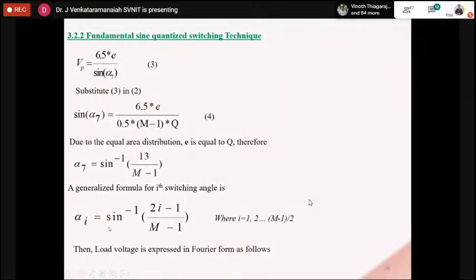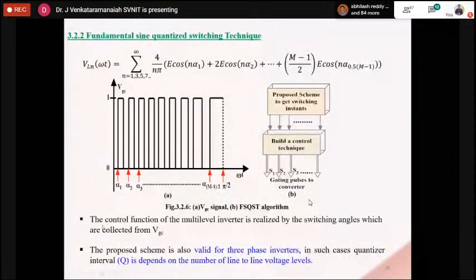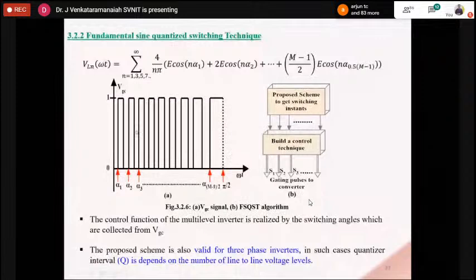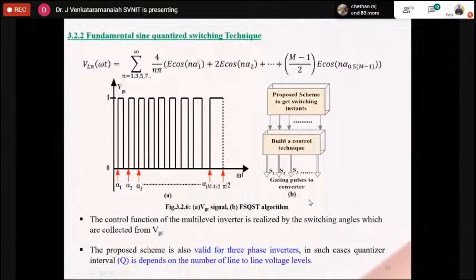Once you get the alpha i values, this is the RMS value of the output voltage waveform. I am taking the two-level case for understanding the switching technique. We have a PWM output waveform, a uniform PWM output waveform I can say. If it is uniform... in FSQW you cannot get uniform. Even though the figure is showing uniform, it is not uniform. Alpha 1, alpha 2, alpha 3, these are the angles before pi by 2, up to alpha (m minus 1) by 2. You can get this number of angles.